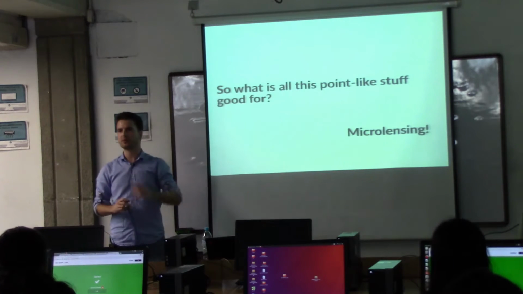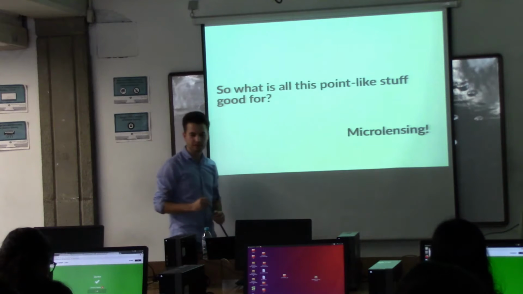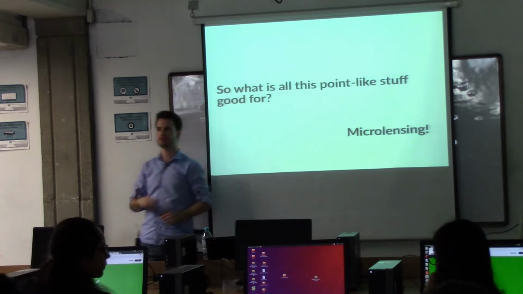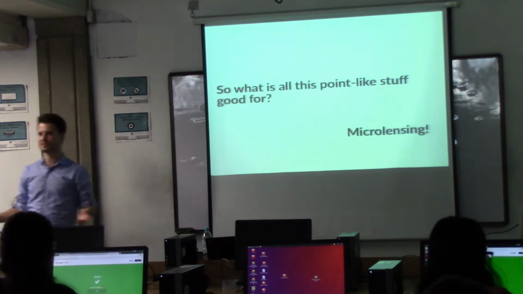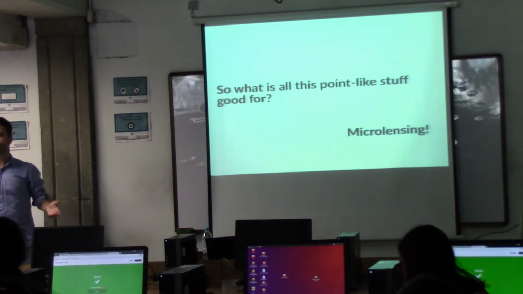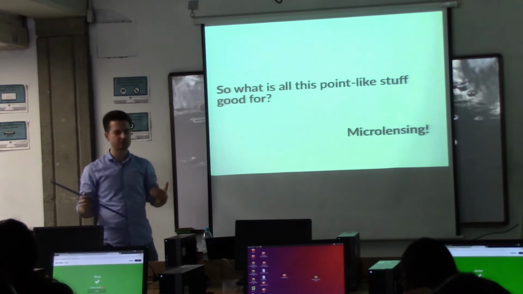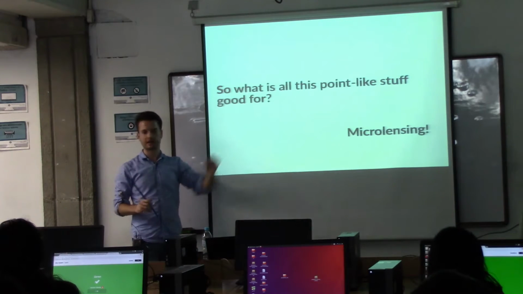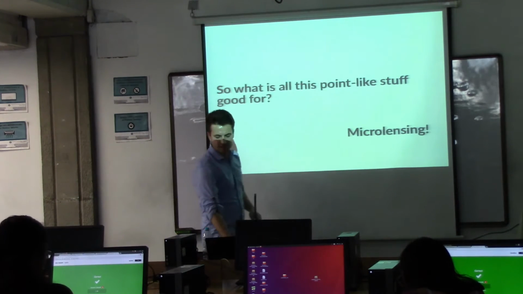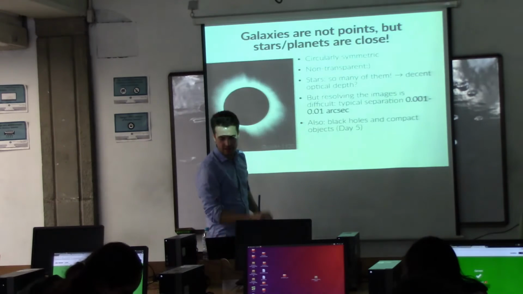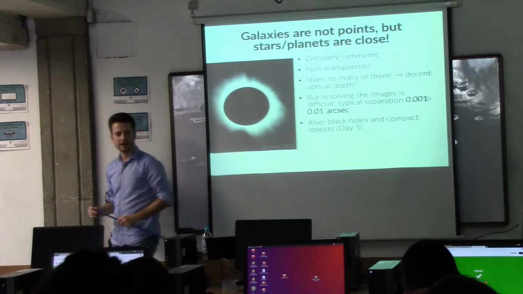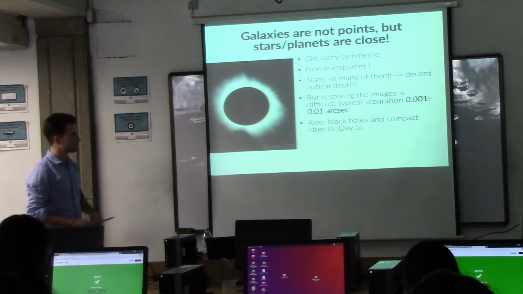So we talked about point mass lenses a lot yesterday, and today I'll just give a brief overview. What is this good for? Because it seems like galaxies are not point-like. Why did we do this? But the fact is there is a lot of stuff that behaves like a point-like lens, and these are stars and planets and black holes, indeed.